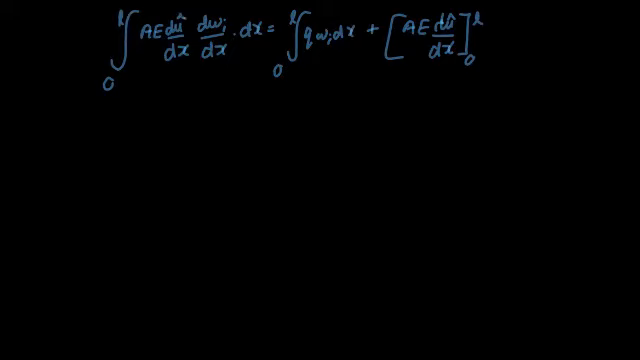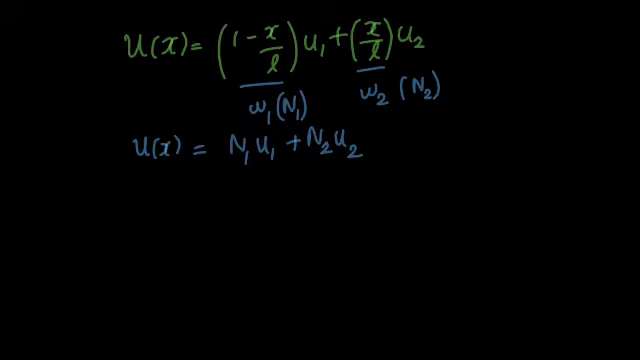Now, what are the various things that are demanded in this weak form expression? I need to know what is du over dx. Let me find that out. du over dx, if you differentiate this expression, you are going to get u2 minus u1 divided by L. That's the value of du over dx. And what else is demanded in the weak form expression?